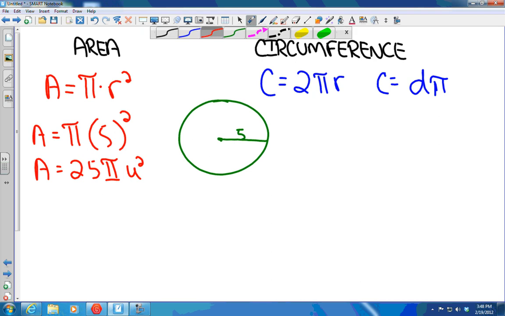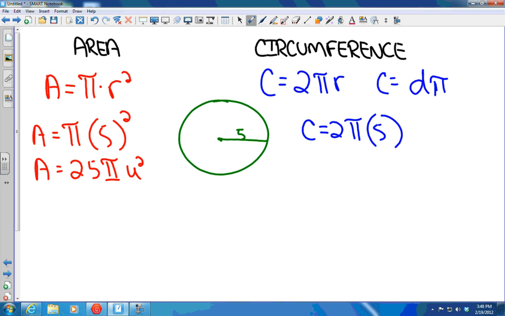All right, let's do circumference. So circumference equals 2 pi r. 2 times pi times radius, which is 5. 2 times 5 is 10. And that would just be 10 pi units. Circumference is equivalent to perimeter. So circumference is just the distance all the way around the circle. All right, so that's area and circumference.